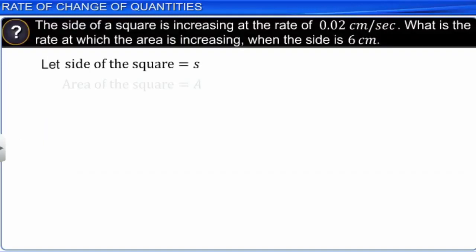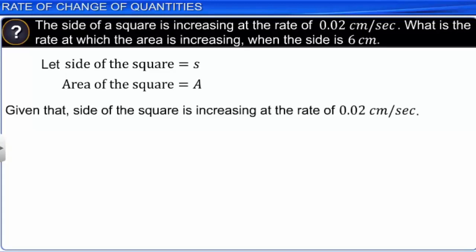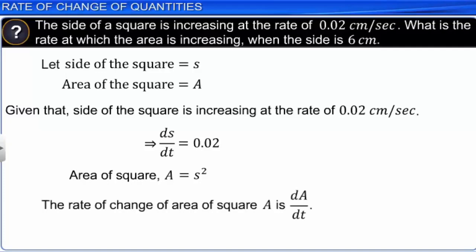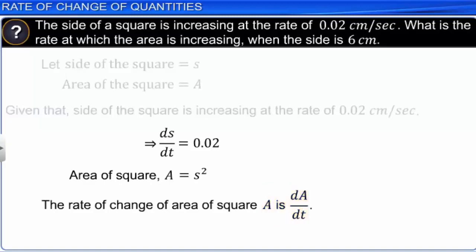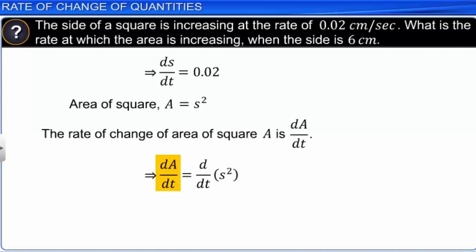Let S be the side and A be the area of the square. Given that the side of the square is increasing at the rate of 0.02 centimeters per second, this implies ds upon dt is equal to 0.02. We know that the area of a square of side S is S square. The rate of change of the area of square A is given by dA upon dt. Thus, dA upon dt is equal to d of S square divided by dt.